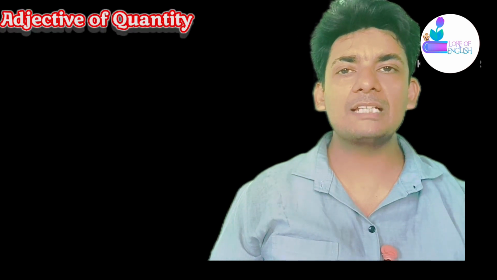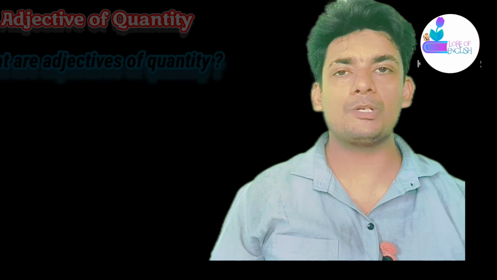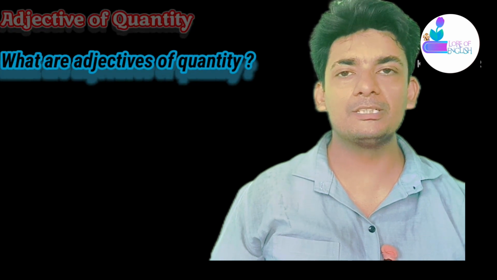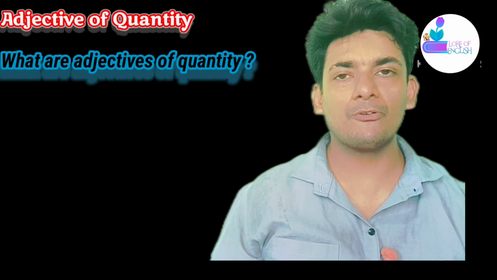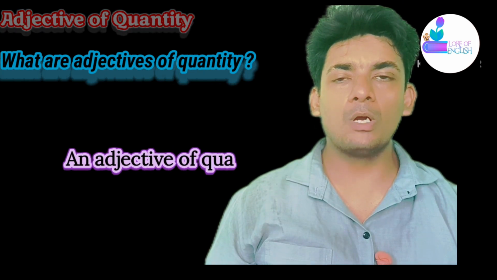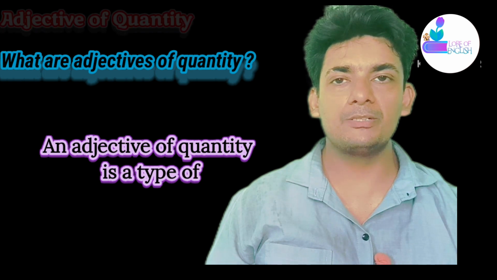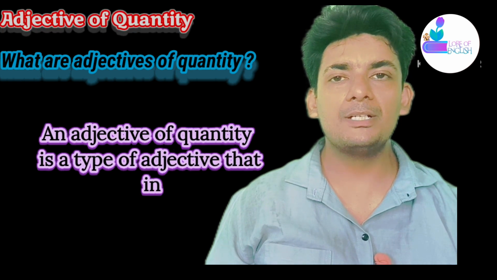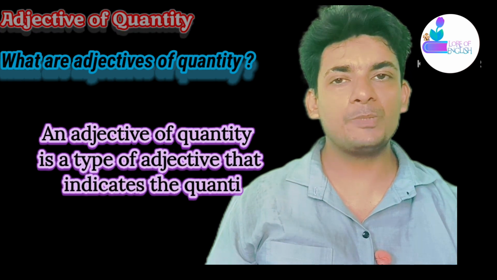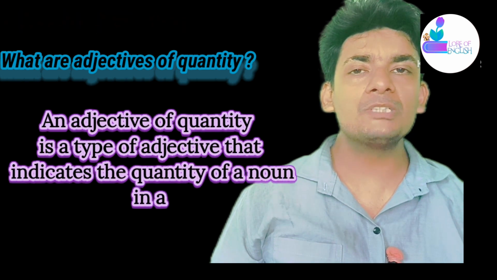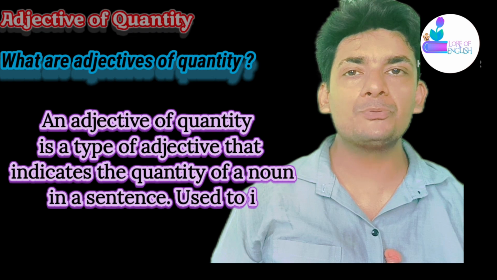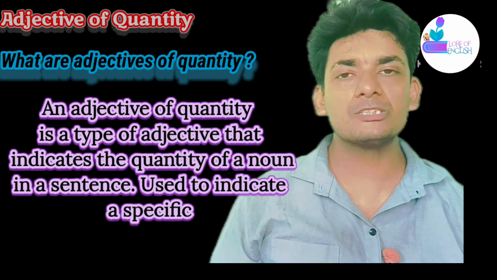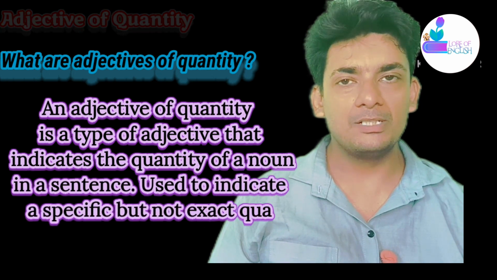When we start understanding this concept, the very first question that should come into our mind is what are adjectives of quantity? Adjective of quantity is a type of adjective in which the exact number of the noun is not specified. We mainly use adjectives of quantity to describe such nouns which do not require the exact number.